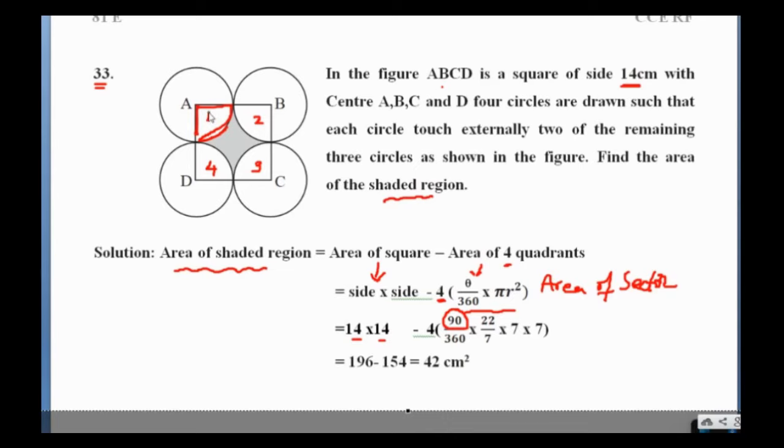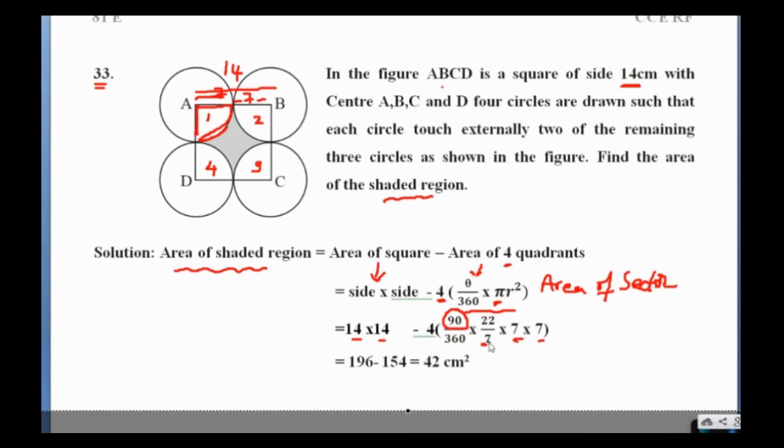So the circle's total angle will be 360, and a quadrant is the fourth part, which is 90. So 90 by 360 into pi value, which is 22 by 7, and the radius is 7. Actually, the side of the square is 14 centimeters, and this part is 7, which is the radius, and another part is also 7. So the radius of the circle is 7.